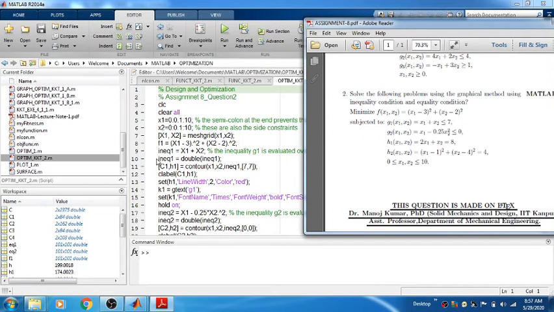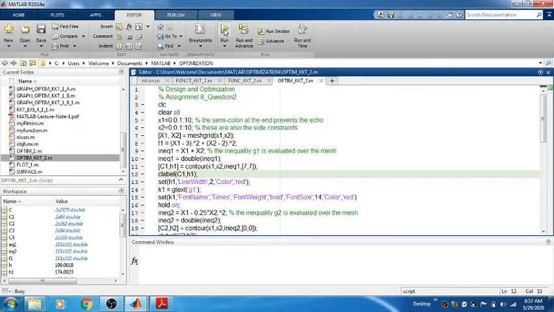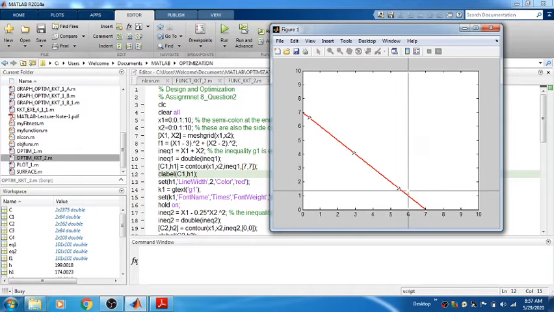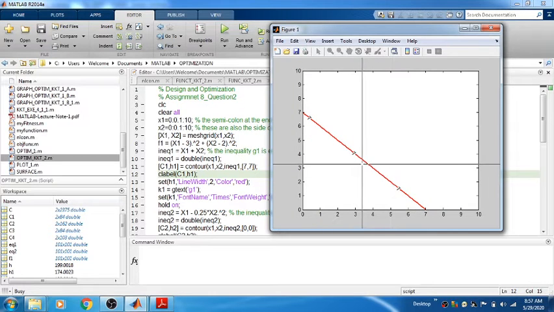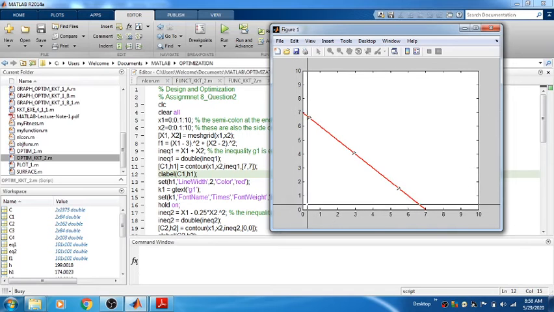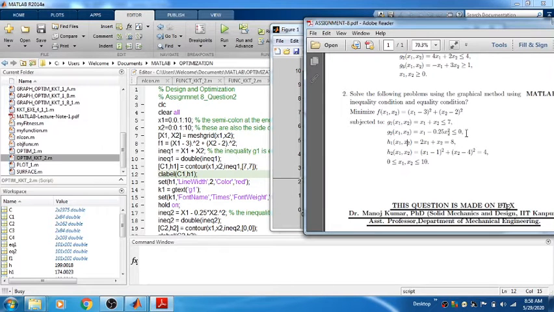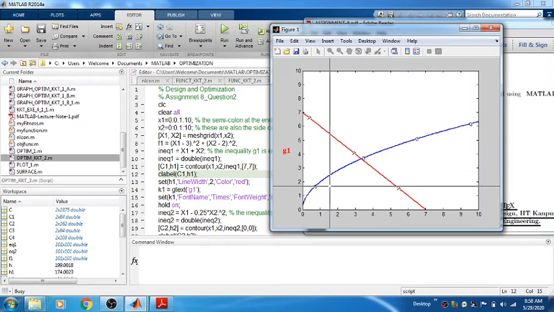Now, the inequality condition here is x1 plus x2 less than 7. Let's see if I run this. So this is the feasible region. x1 greater than, this is the situation, x2 greater than, this is the situation, right? Now the first constraint, g1, is less than, so this is the feasible region till now. The next will be, if I run here, I should click here, again I am running.